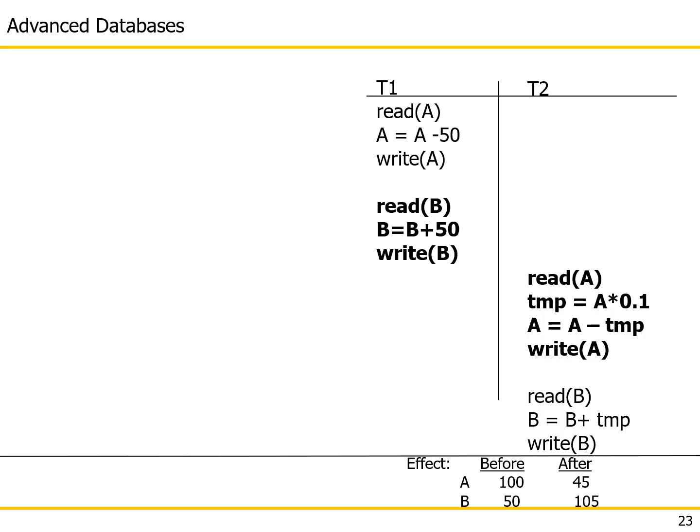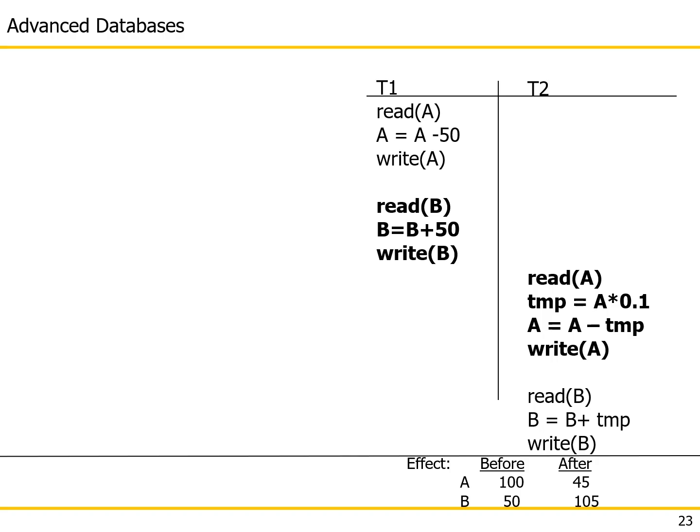And if T1 runs first, according to the way things are displayed on the screen, it looks like T1 is going to run first. It's going to run completely. So I will take a 50 from it. So instead of 100, it becomes 50. And I'm going to add this 50 to B. So if B starts with 50, it becomes 100.